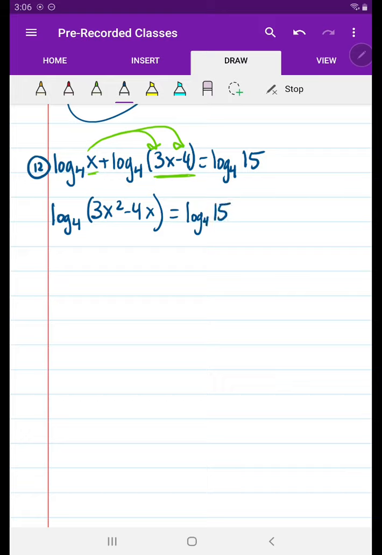So now we have a situation where we have only one log base 4 on either side, and so we can drop that. And so now we have just our arguments, which is going to be 3x squared minus 4x equals 15.